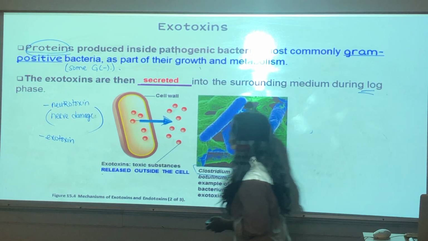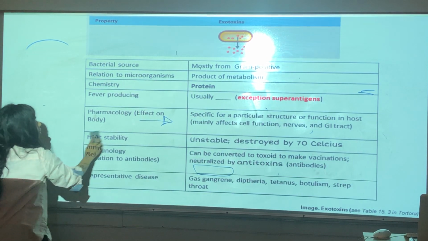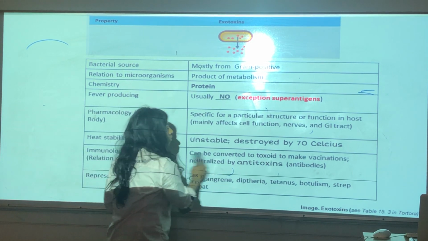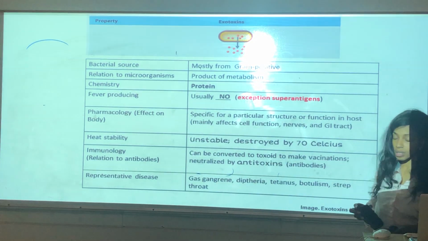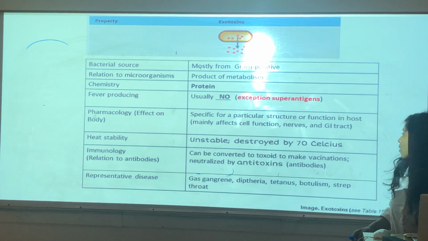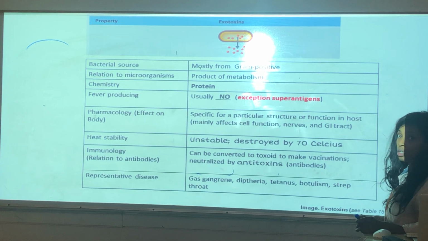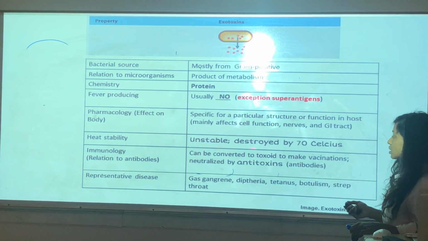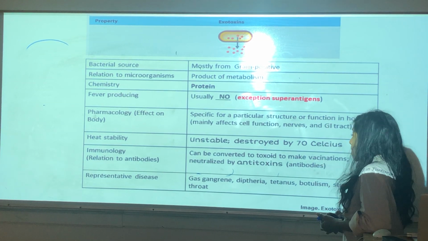So to look at some other characteristics of exotoxins, these toxins usually do not produce fever, with the exception of the superantigen. That's the exception that we'll see. These organisms are usually specific for a particular structure or function in the host, so the toxin has a specific effect. They are usually unstable with heat, so they're easy to destroy, and as the temperature in different areas of the body increases, they're not so stable.